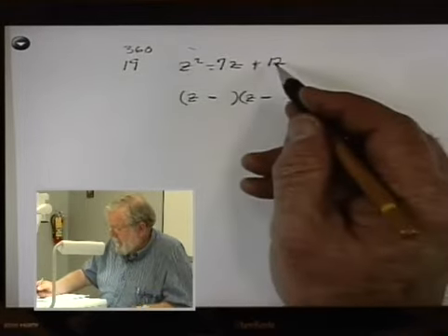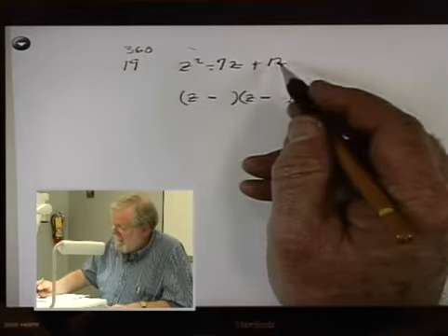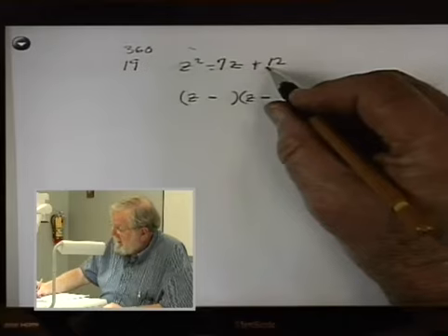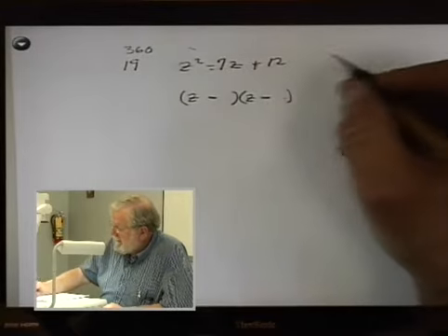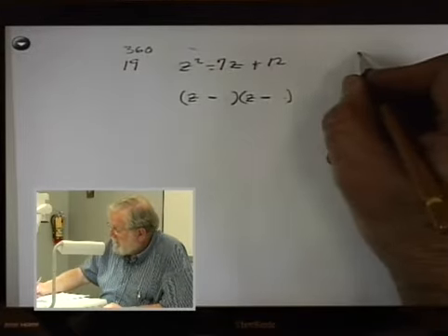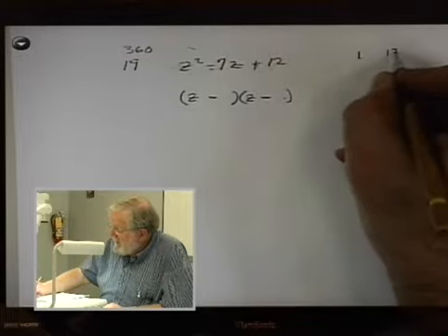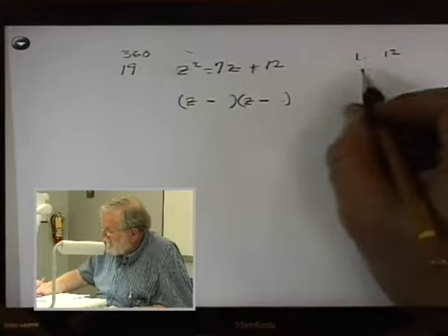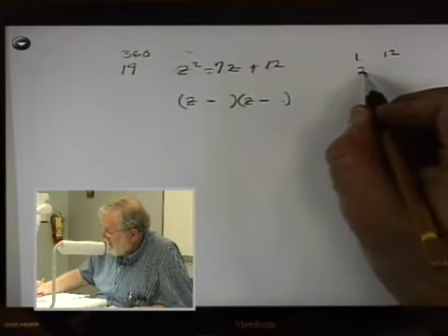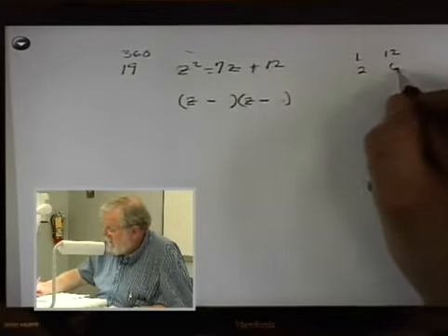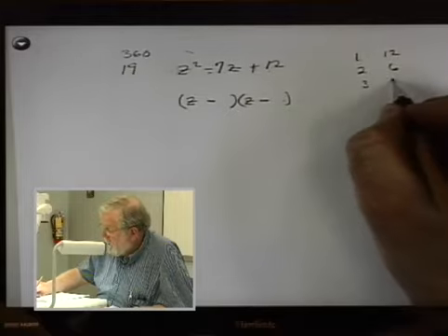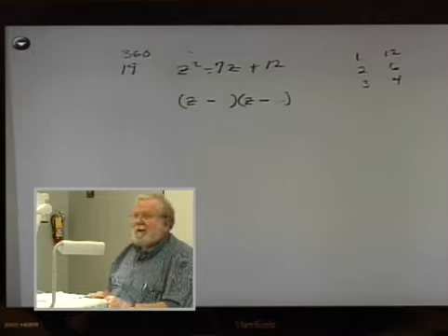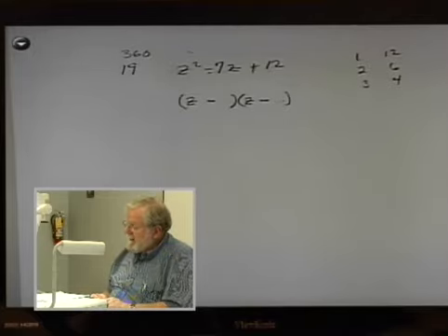Now we look at this 12, and we find the factors that we can multiply together to get 12. And for now, you can just write those on your paper. So 1 and 12 gives us 12, 1 times 12. 2 times 6 gives us 12. 3 times 4 gives us 12. Those are the factors that we multiply together to get 12.